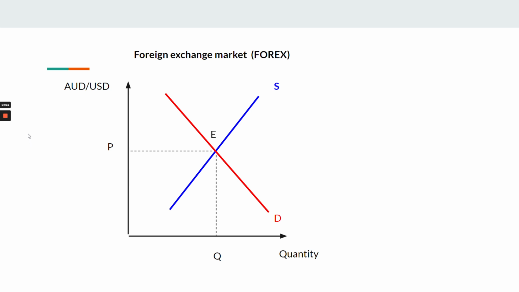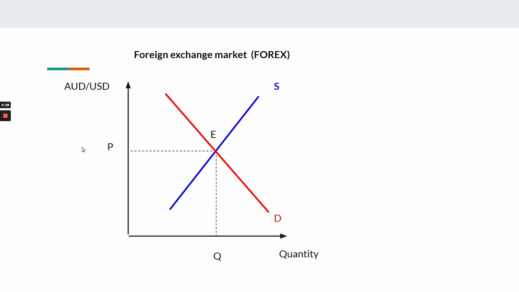Hello again, economics students. Now that we know that the value of the Australian dollar is determined by demand and supply in the foreign exchange market, which occurs all over the world, let's think about what would actually cause an increase or a decrease in demand, or an increase or a decrease in supply, and therefore an appreciation or a depreciation of the Australian dollar.